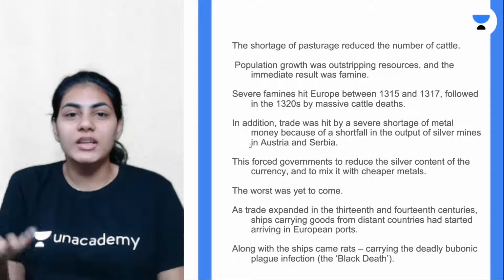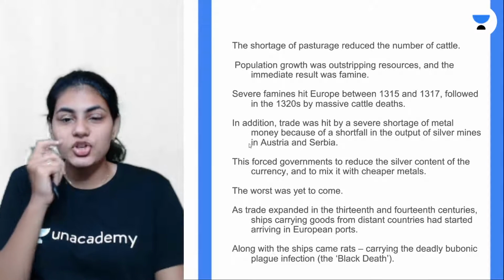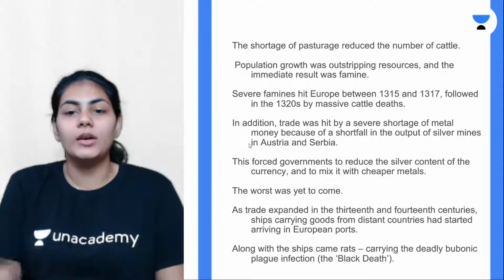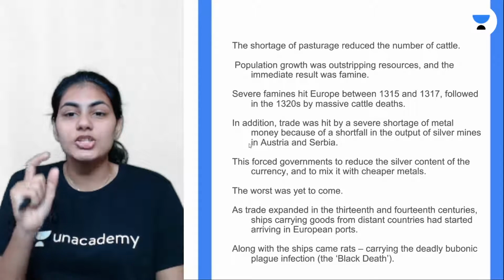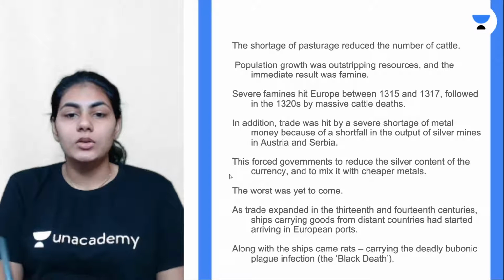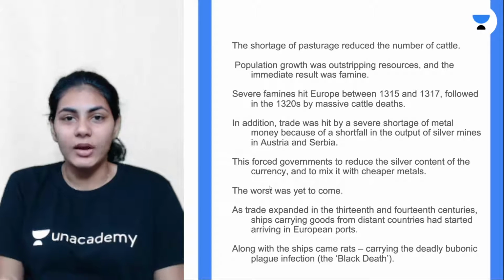But from the 13th century, there's no silver left in the mines in Austria and Serbia. And that is why we don't have enough silver to mint coins, right? There's a shortfall in the output of silver. So what will the governments do now? There's no silver. How will they mint coins?